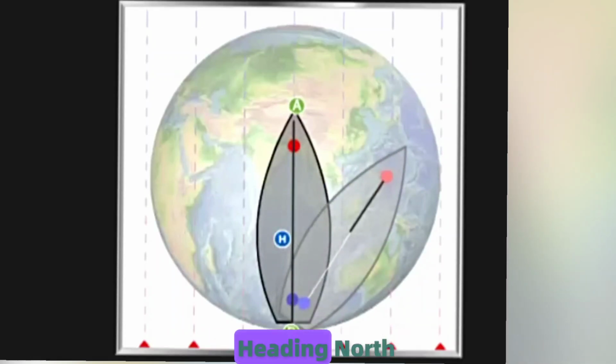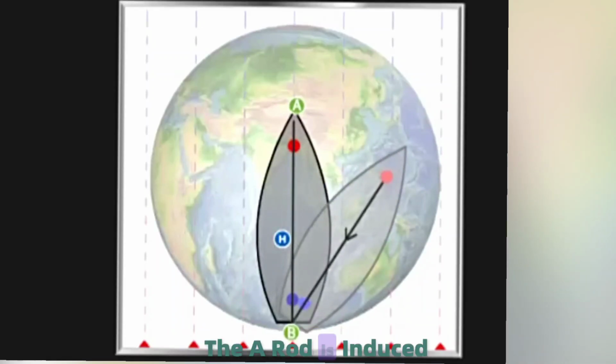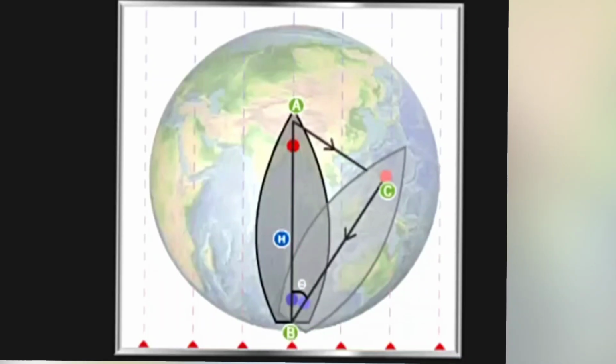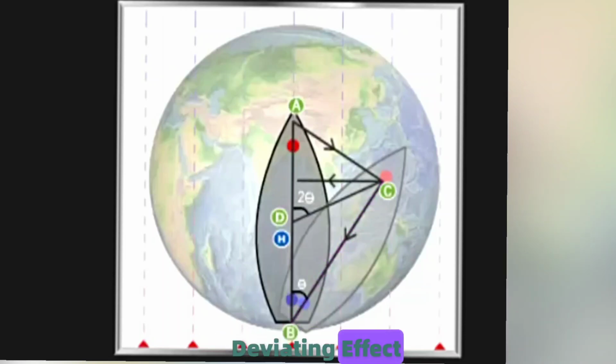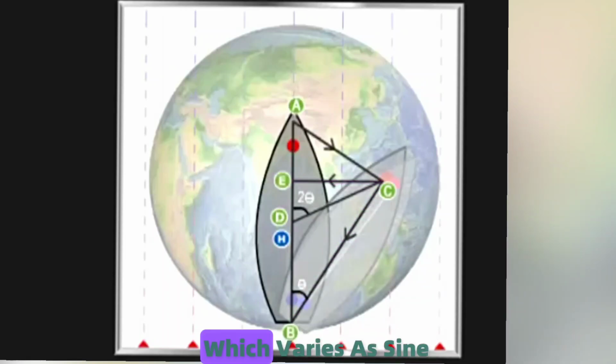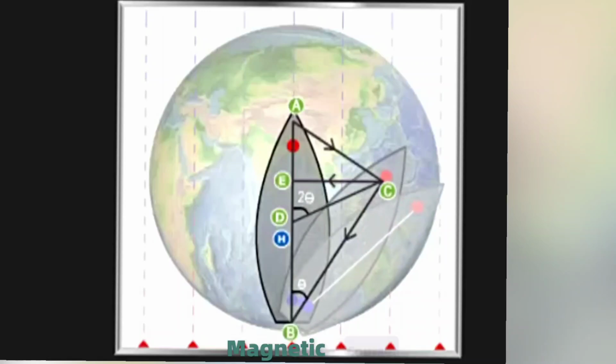When the vessel is heading north magnetic, the A-rod is induced to the maximum. When the vessel alters course, the strength of the rod reduces by cosine of the magnetic course, as indicated by the line BC. The line BC has a deviating effect equal to the line CE, which varies as sine of twice the magnetic course.